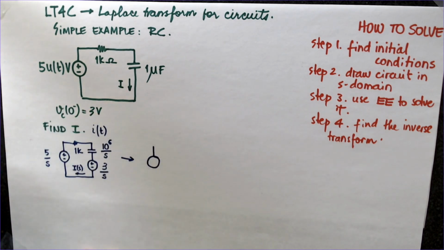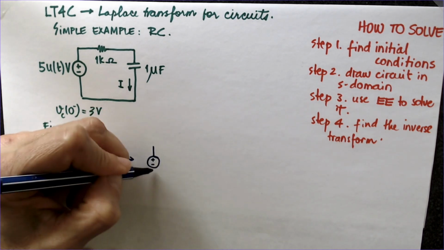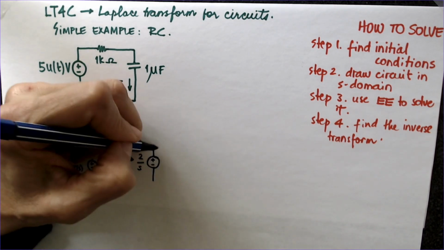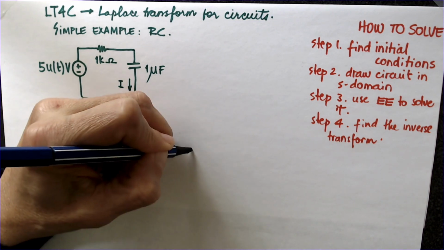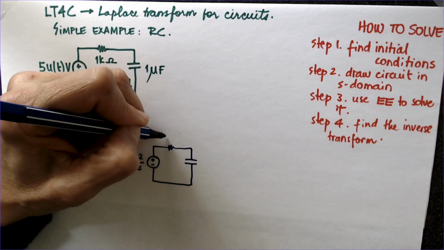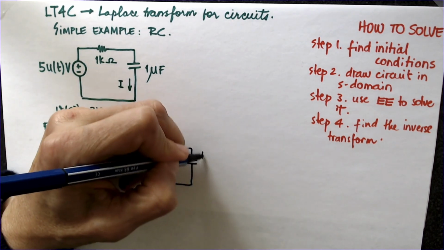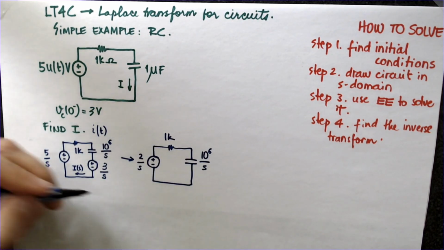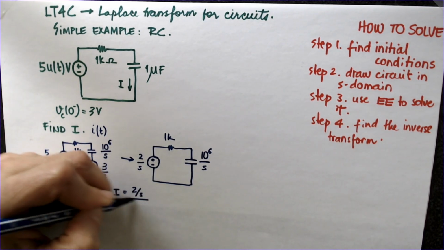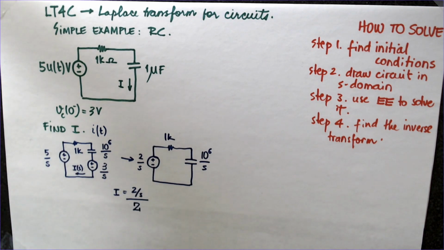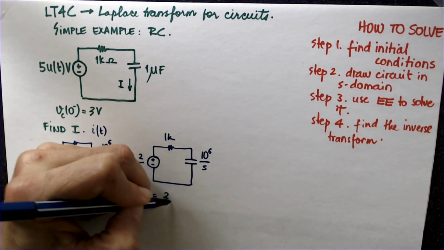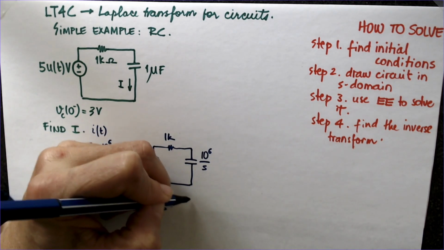So obviously I can merge those 2 power supplies. So there's the 5 and the 3. We also have been doing this for a long time. Hopefully everybody understands how I got 2 over S here. And then there's 1 kilo ohm, and then the capacitor. The question is still, what is the current? And the current is going to be the voltage divided by the impedance. And the impedance is the sum of the 1K with the 10 to the 6 over S.